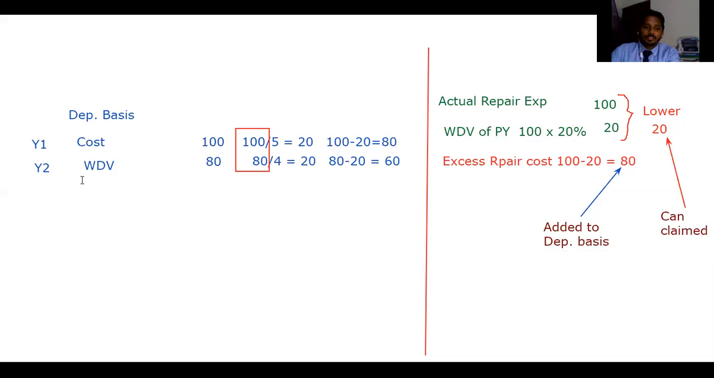Then this 80 also. Let's say year 3, then here the WDV is 80, and the initial WDV is 80. Then you need to add this disallowed expenses, the excess repair cost, also here. That amount also you need to add here, the 80.